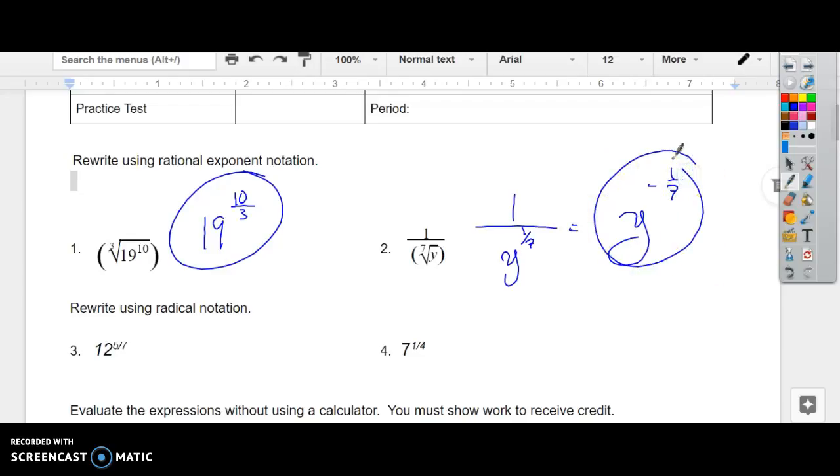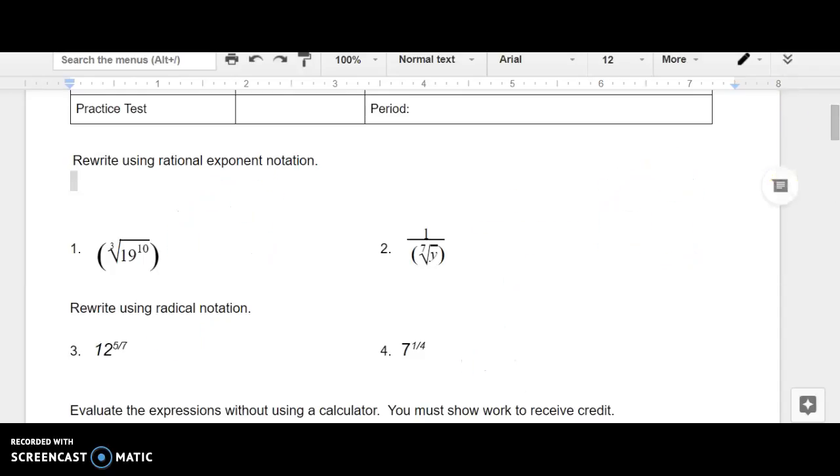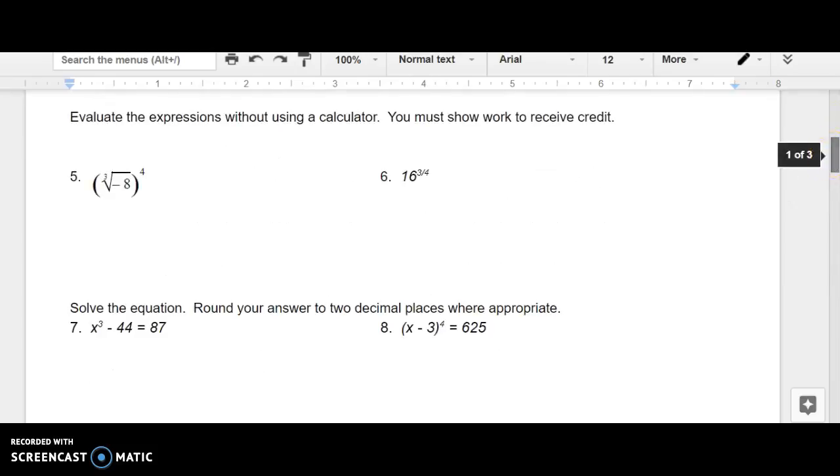In 3 and 4, we're actually writing in radical form, so it'll look like number 1 here. So we'll do the 7th root of 12 to the 5th. And over here, this will be the 4th root of 7 to the 1st. Okay? So there's 1 through 4. You can tell those will go by pretty quickly if you know what you're looking at.